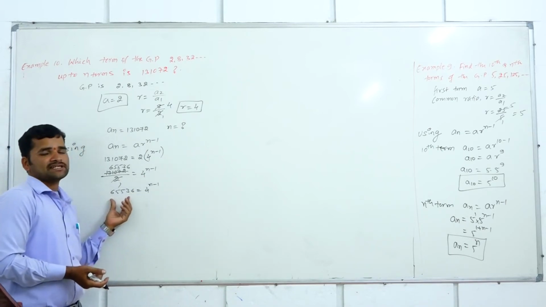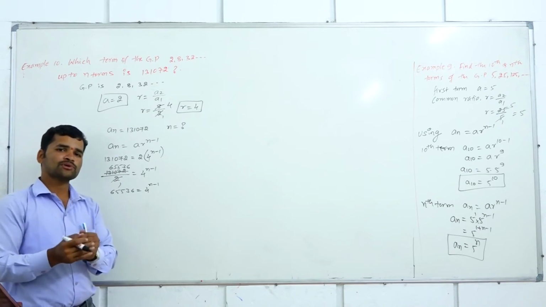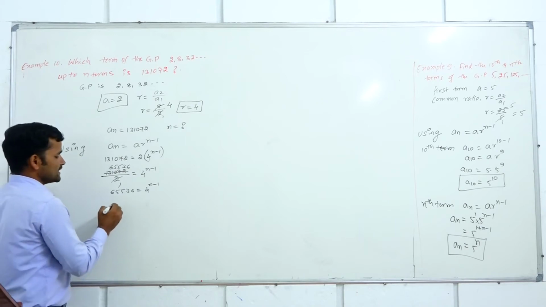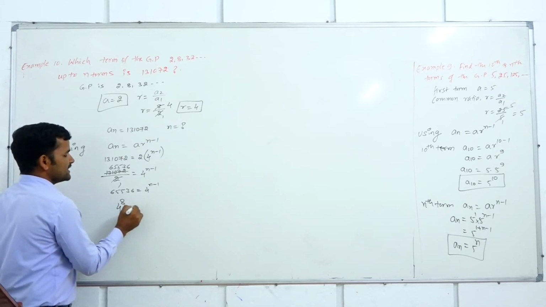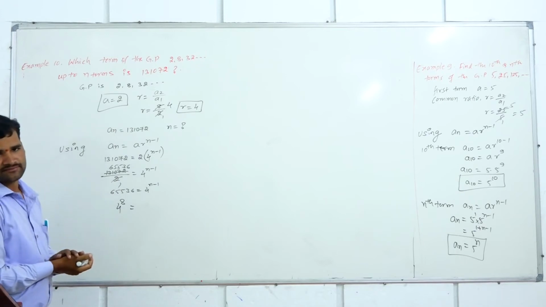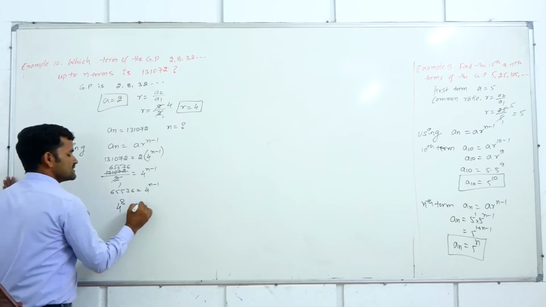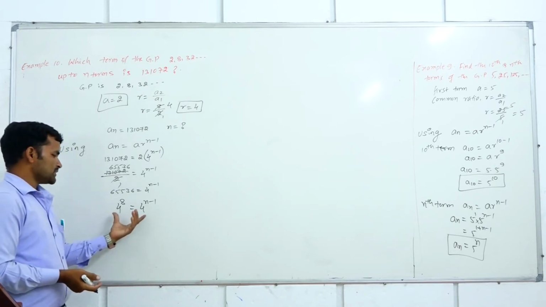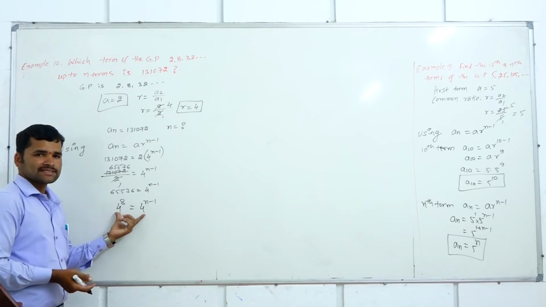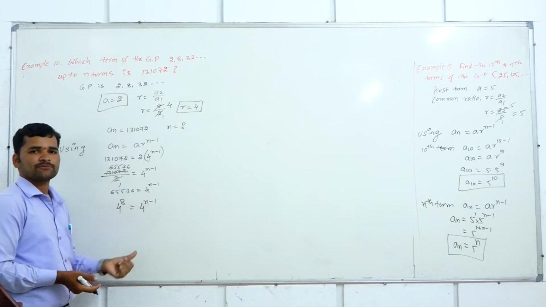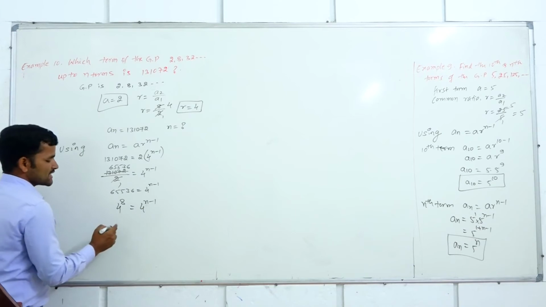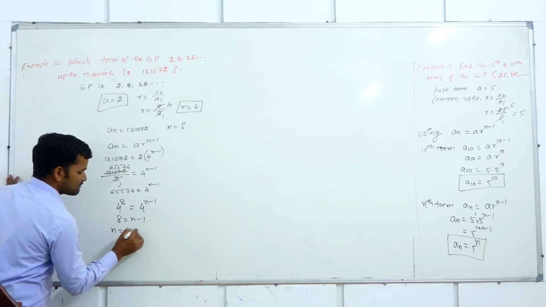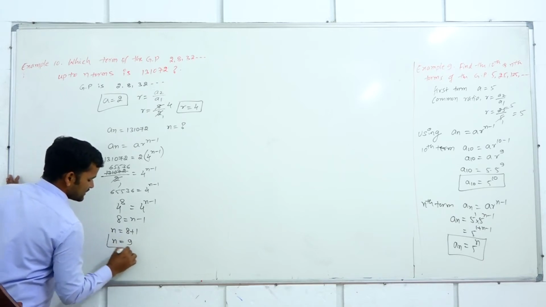This left hand side term also, you should try to write as 4 to the power of something. Check it. 4 to the power of 8 is 65536. So 4 to the power of 8 is equal to 4 to the power of n minus 1. Both sides, the bases are the same, so the exponents have to be the same. 8 is equal to n minus 1. Then n is equal to 8 plus 1. N is equal to 9.